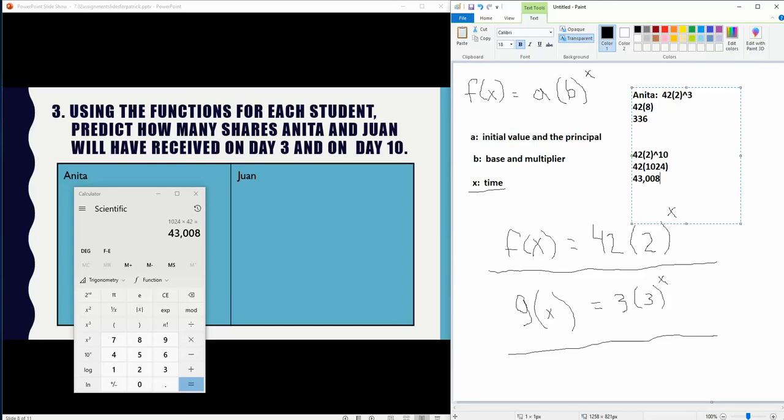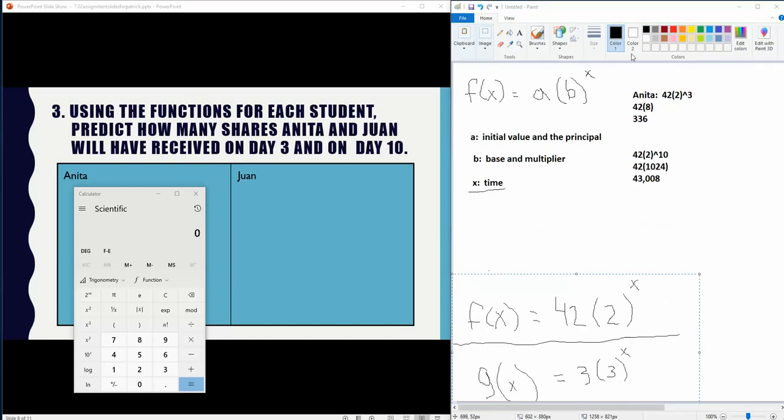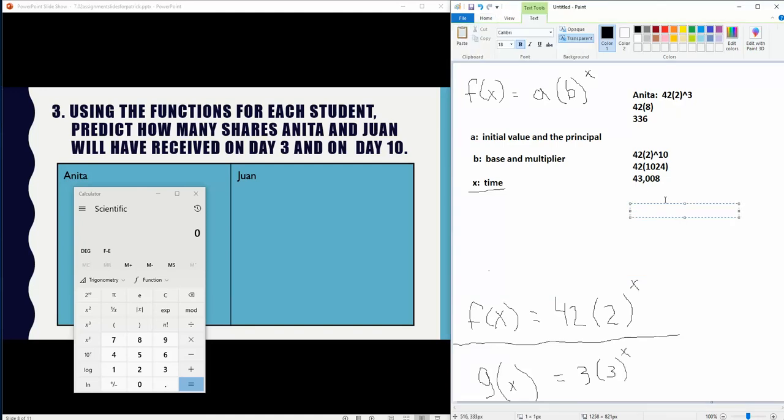We're going to repeat that for Juan. Now Juan's function, as we remember from earlier, is 3 times 3 to the x power. So when we plug in for that under Juan, we've got 3 times 3 to the x power, and we're going to do the exact same thing like we did before. So we're going to plug in at day 3. So a lot of 3's for Juan in this example. We're going to get 3 times 3, all of it to the 3rd power.